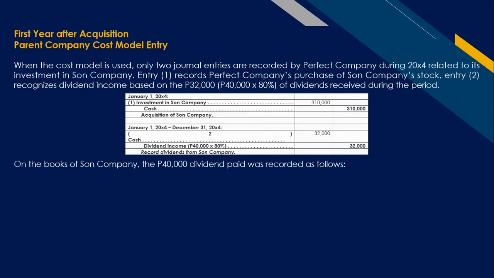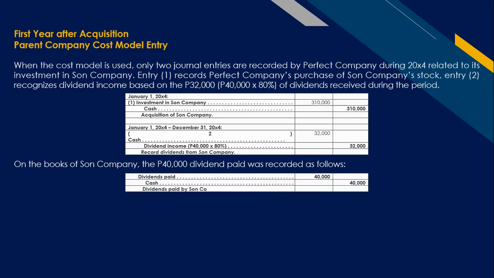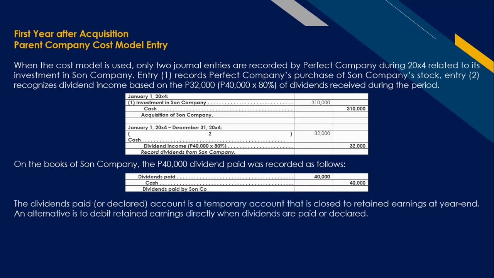Now we are using the cost model. On the books of the Sun Company, the 40,000 dividends paid was recorded as debit to dividends paid and credit to cash, whereas only 32,000 of the dividends paid by the subsidiary goes to the parent while the 8,000 goes to the non-controlling interest. The dividends paid or declared account is a temporary account that's closed to retained earnings at year-end. An alternative is to debit retained earnings directly when dividends are paid or declared.